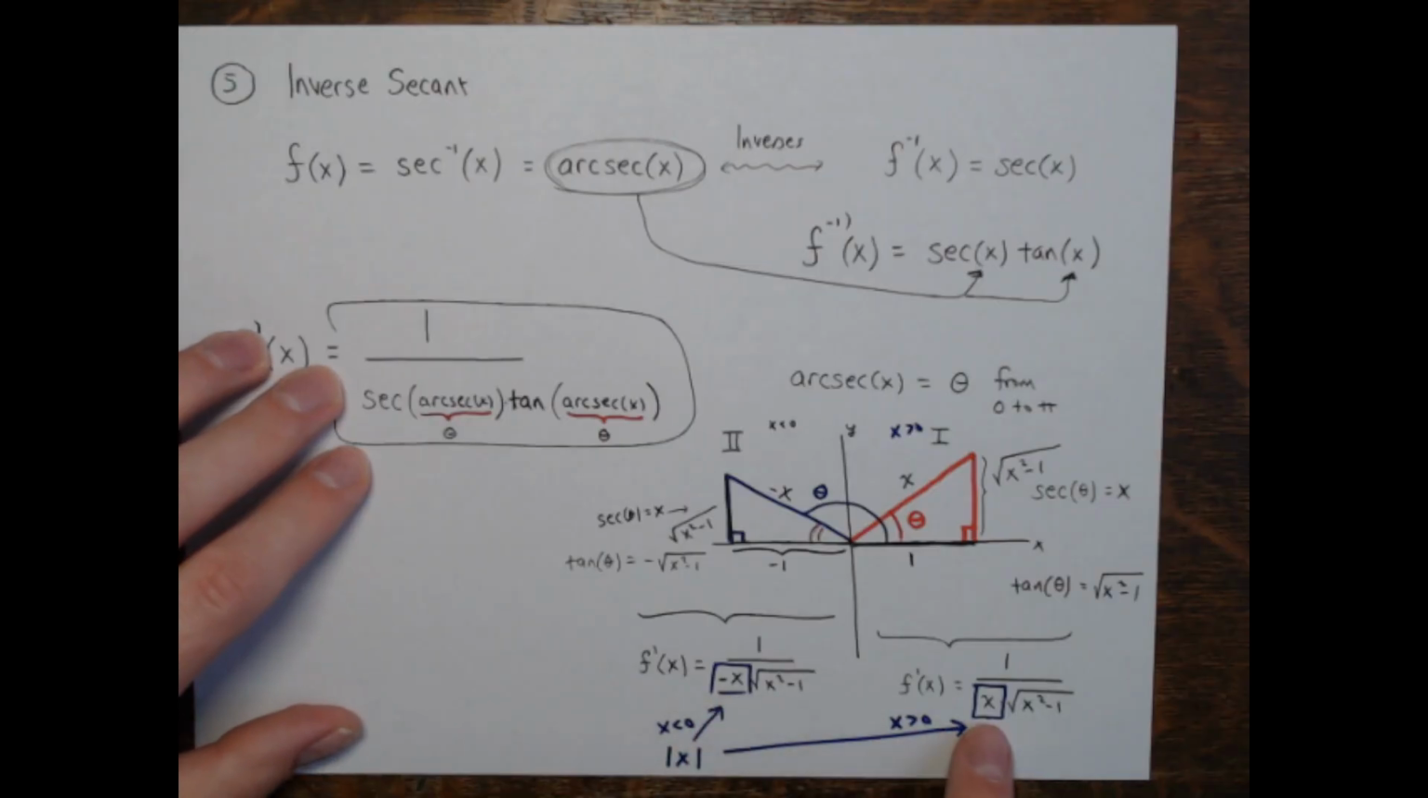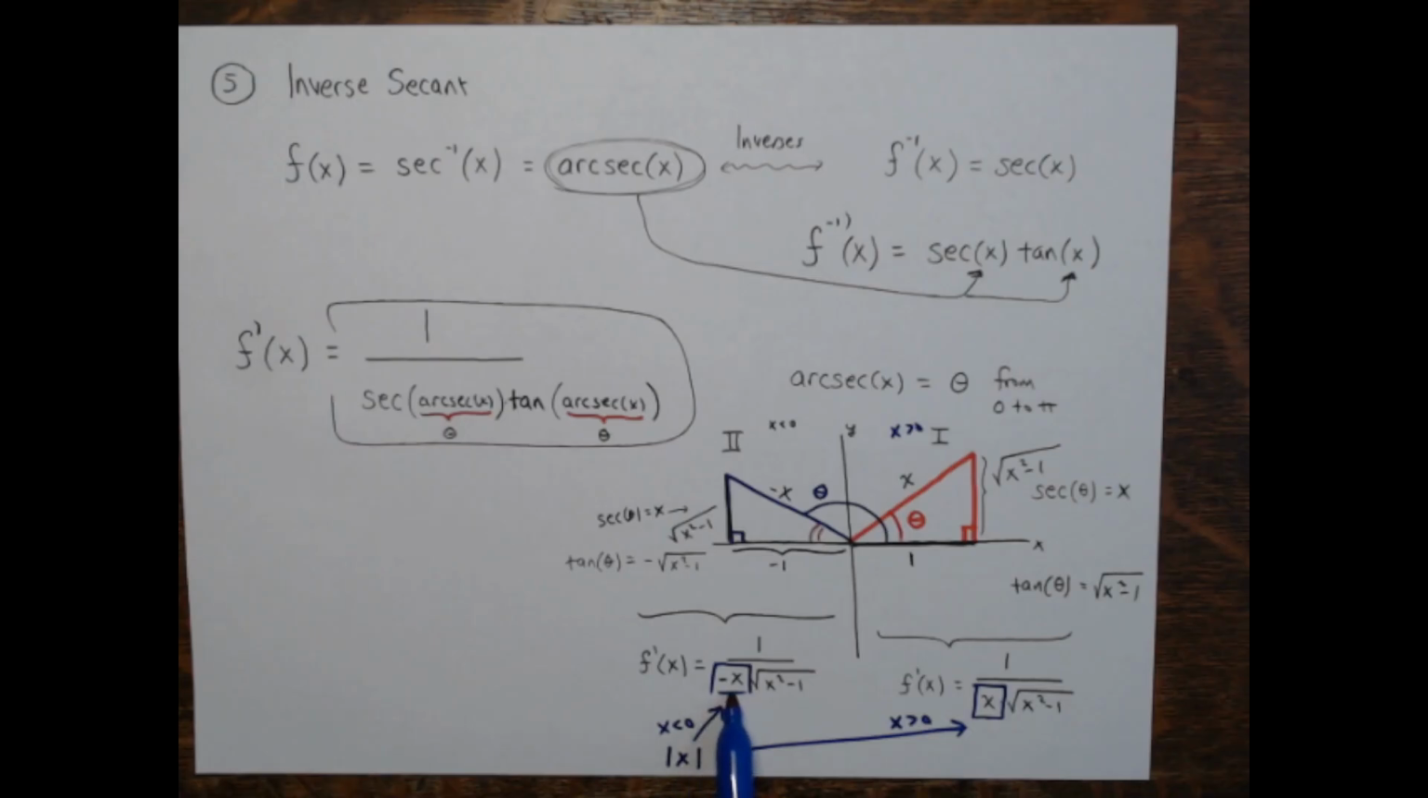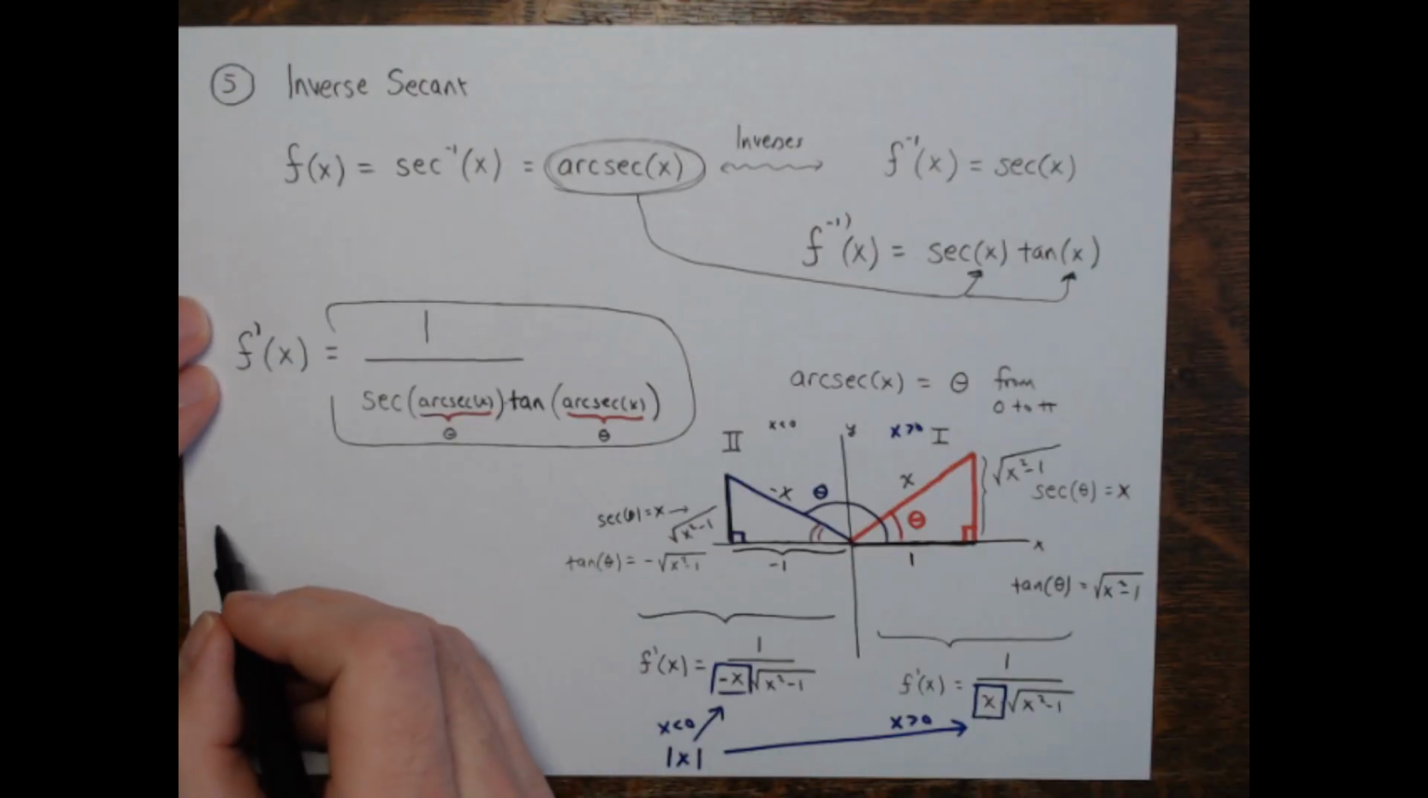So you could express this instead of two different ways. You can bring it together and just call it the absolute value of x. That way you get the opposite of x when x is negative, when you're in quadrant 2, and you just get x when x is positive and you're in quadrant 1. So a little tricky, a little trickier than the other ones.